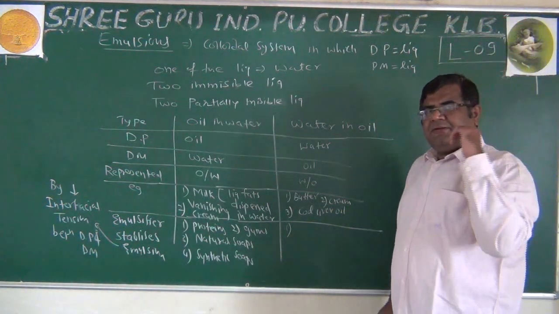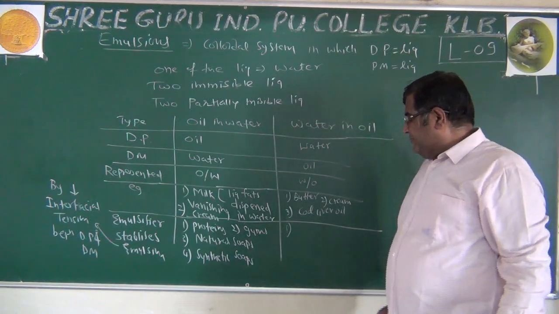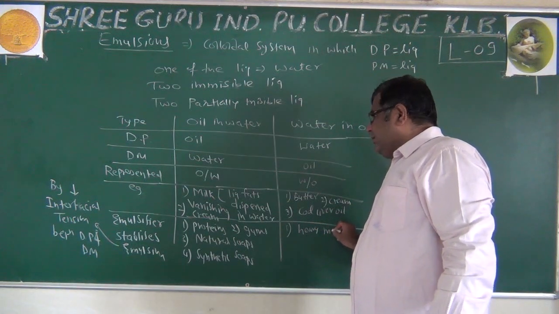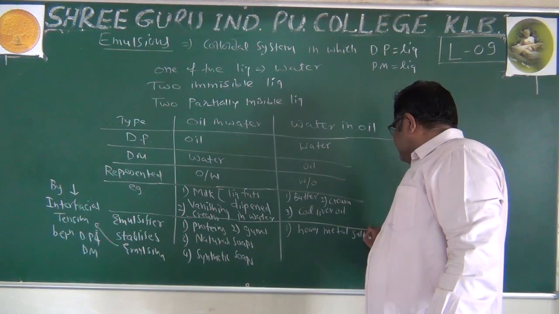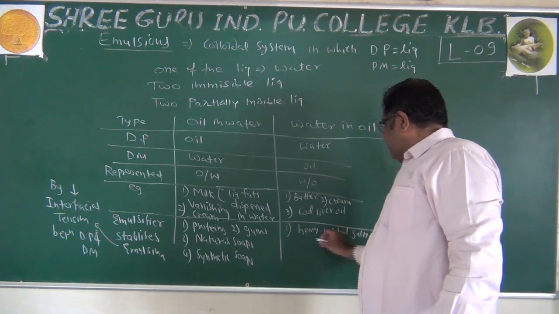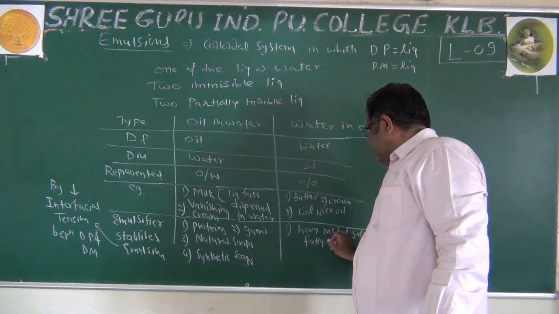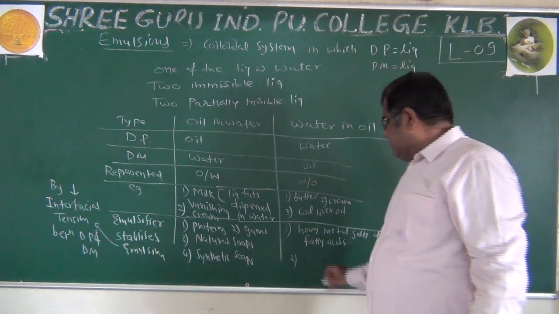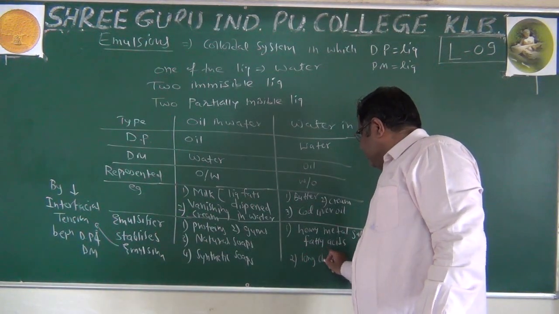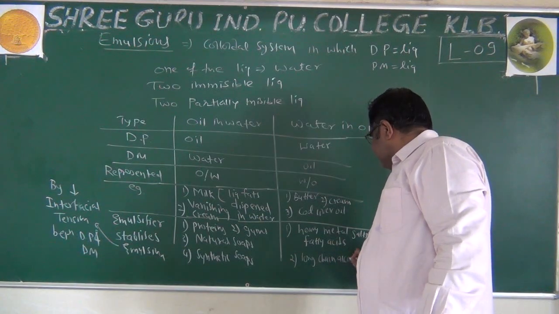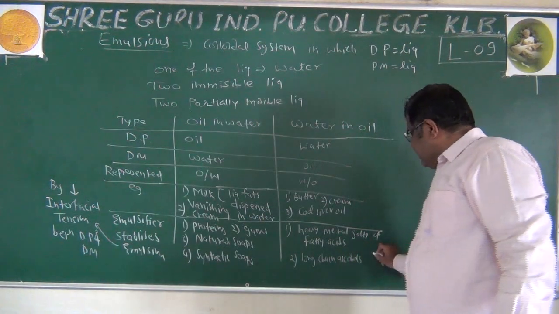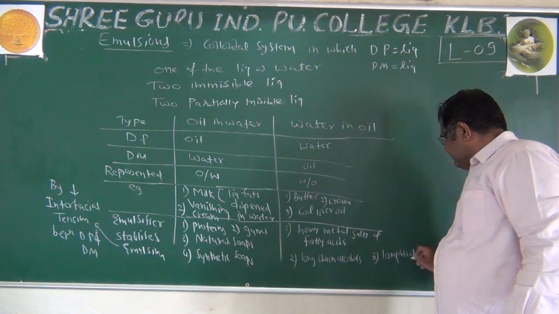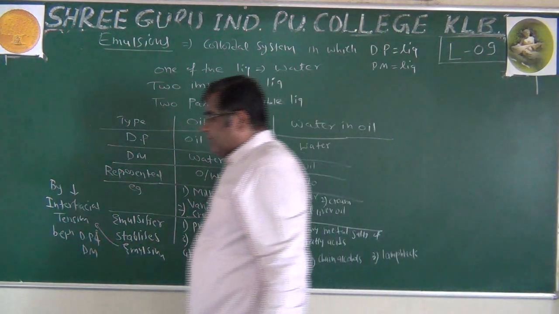And the emulsifiers which stabilize this emulsion are heavy metal salts of fatty acids, and another is long chain alcohols, and third is lamp black. So these are the emulsifiers used.